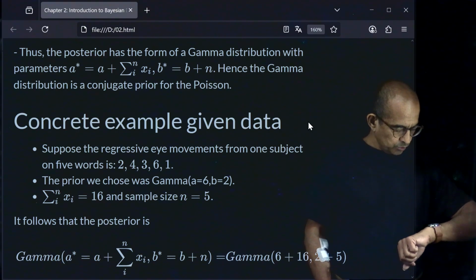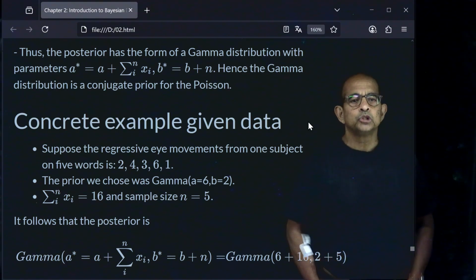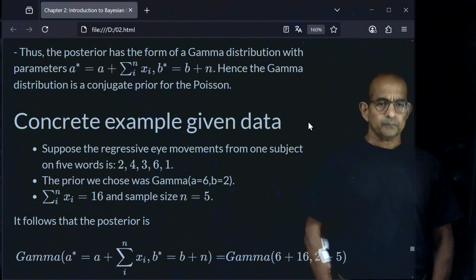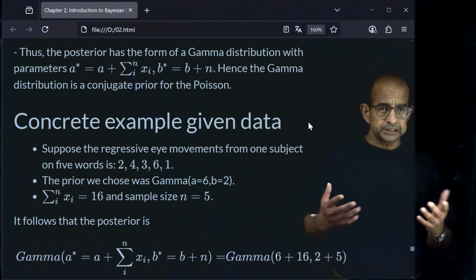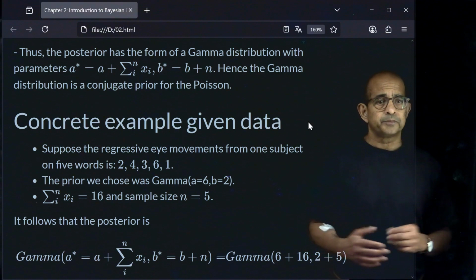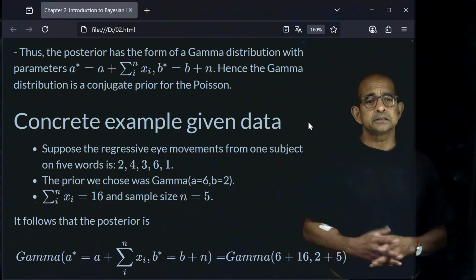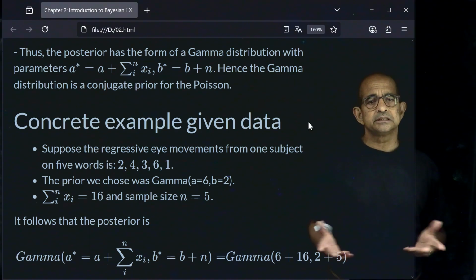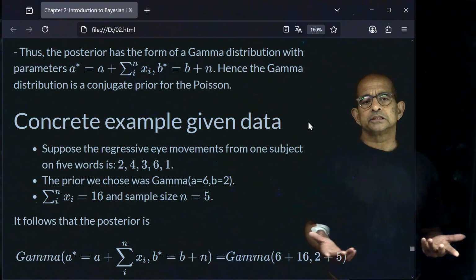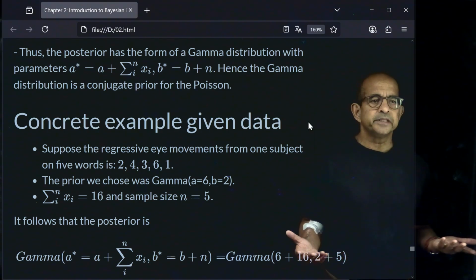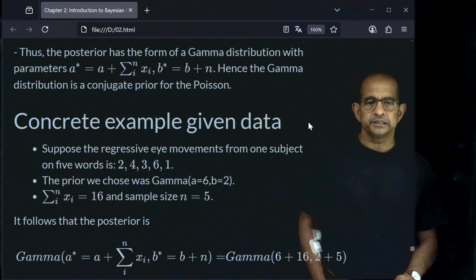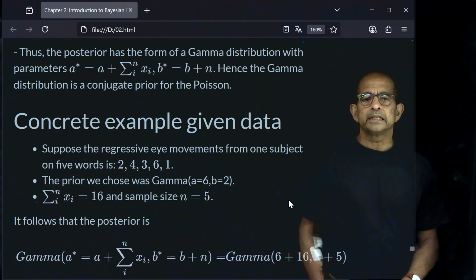So we're going to now look at an example to see how this machinery actually can be used in a practical setting. So suppose we have independent data points, regressive eye movements, right? So these are discrete numbers, for example, 2, 4, 3, 6, 1. I just made this up, okay? There's not anything representing reality.